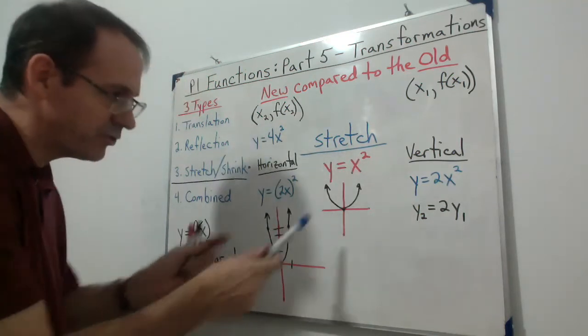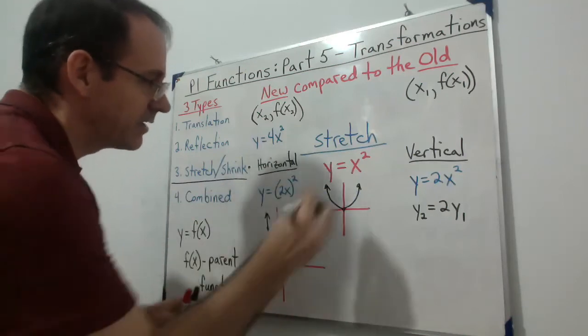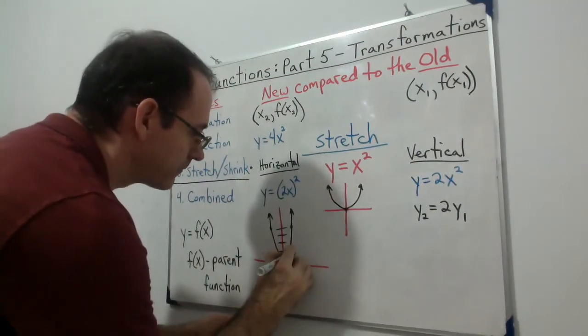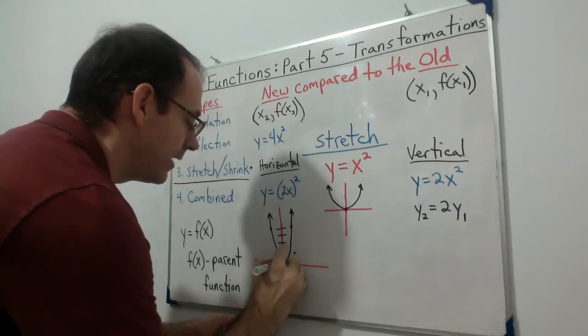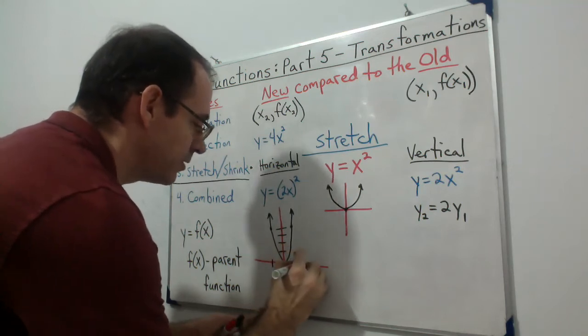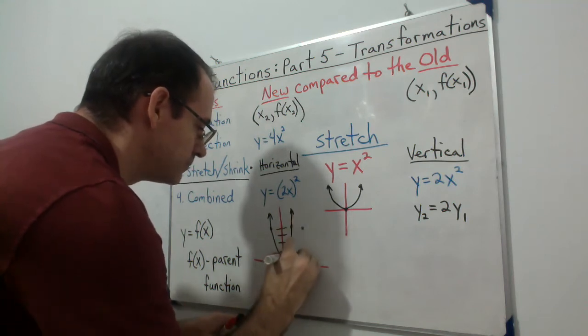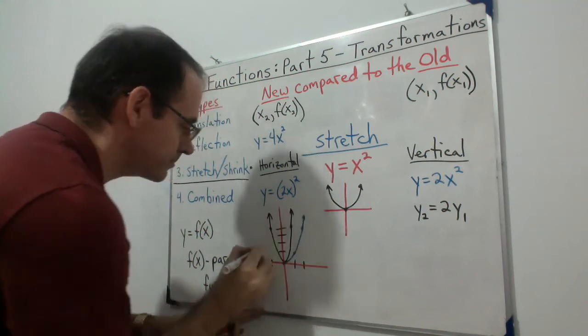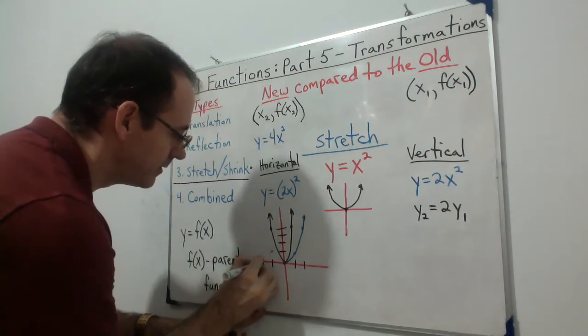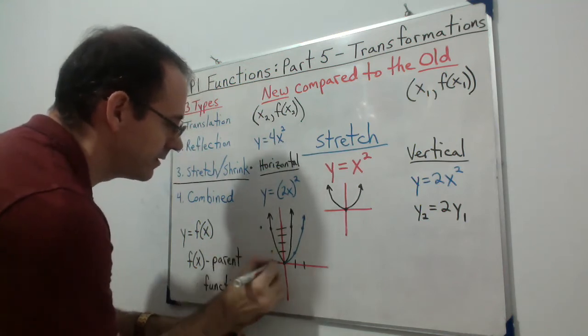So if we were to put this on top of this, this would be 1, 1, and go up like this. And it would also be at 2, 4. This one would be here and up here.